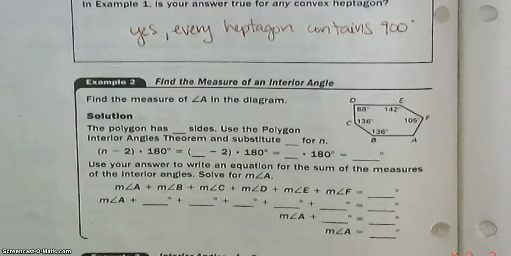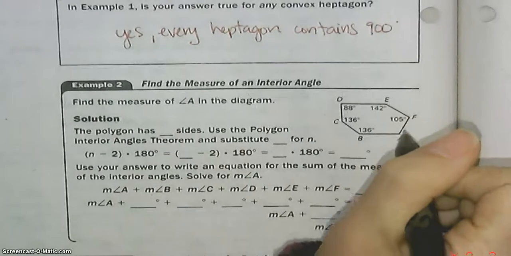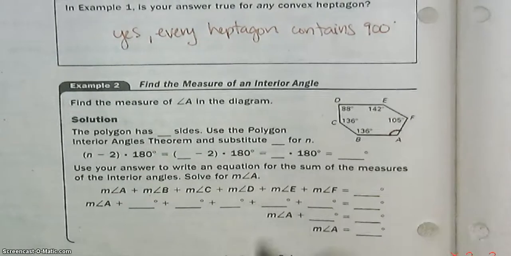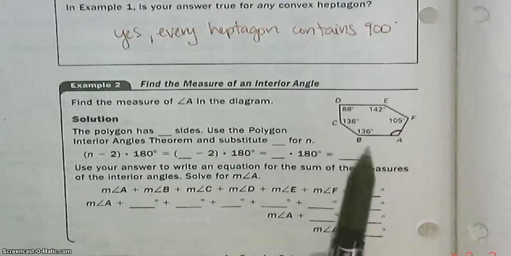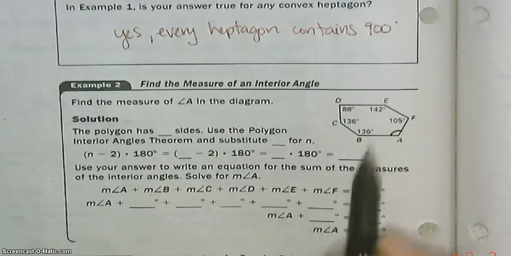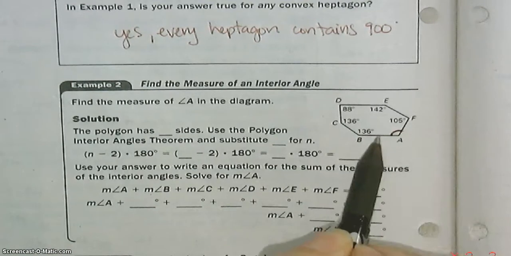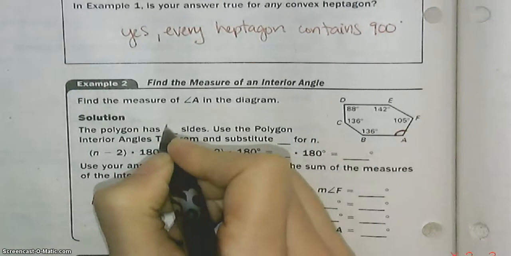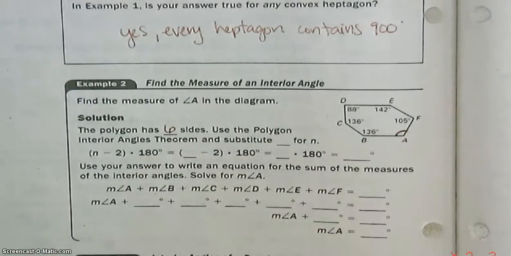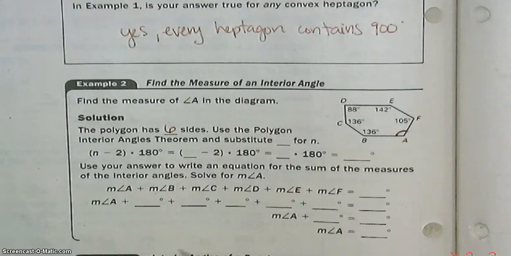Example 2 says find the measure of angle A. So we need to find how much is here. Well, how many degrees do we need total in this shape? We need to find out what kind of shape this is. This is a 1, 2, 3, 4, 5, a 6-sided shape. How many degrees are in a six-sided shape? Well, we need to plug that into our formula.